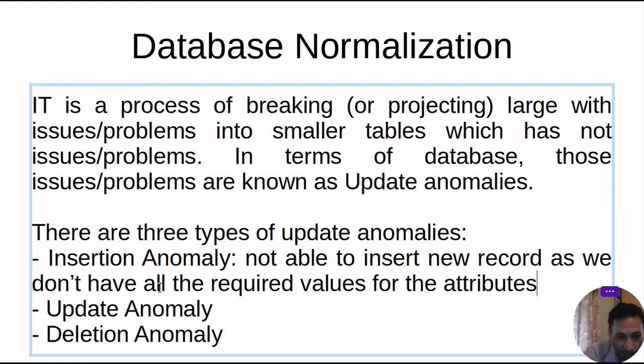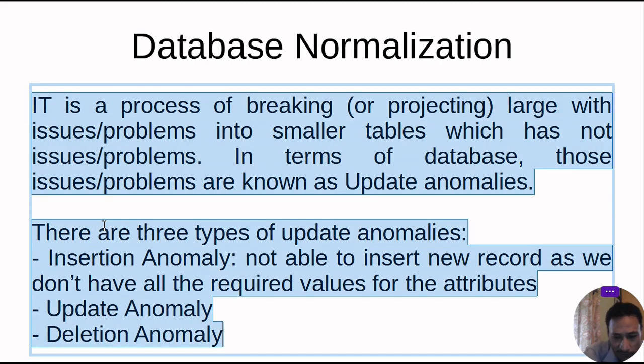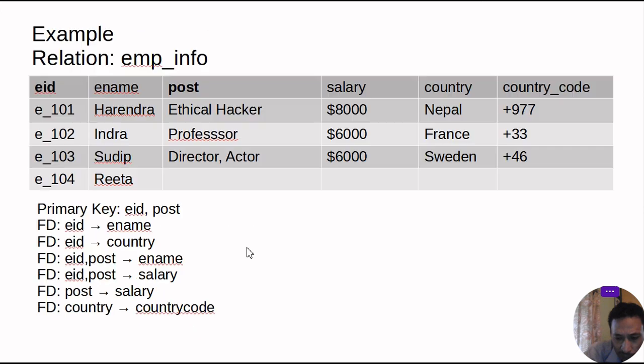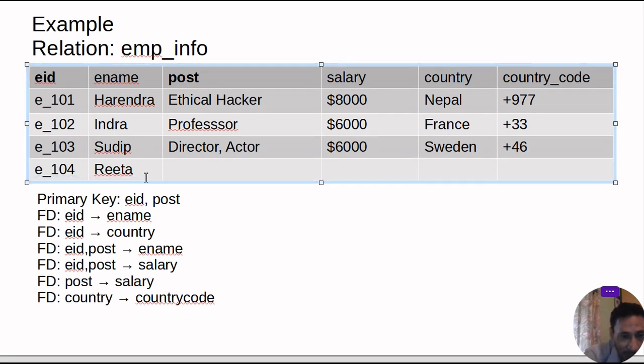Now we can see this in a simple example. I have created a simple example here. I have created a simple table, employee information. In this table, 6 different attributes are given: employee ID, employee name, post, salary, country, country code, and 3 different records are there.